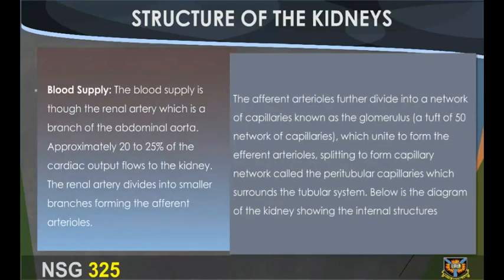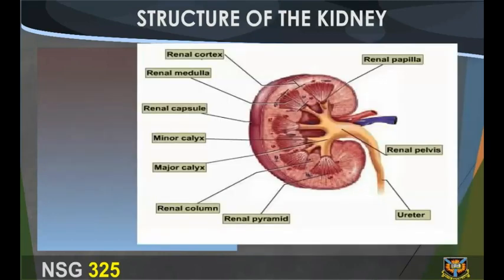Blood supply. The blood supply is through the renal artery, which is a branch of the abdominal aorta. Approximately 20 to 25% of the cardiac output flows to the kidney. The renal artery divides into smaller branches, forming the afferent arterioles. The afferent arterioles further divide into a network of capillaries known as the glomerulus, a tuft of capillaries, which unites to form the efferent arterioles, splitting to form a capillary network called the peritubular capillaries, which surrounds the tubular system.